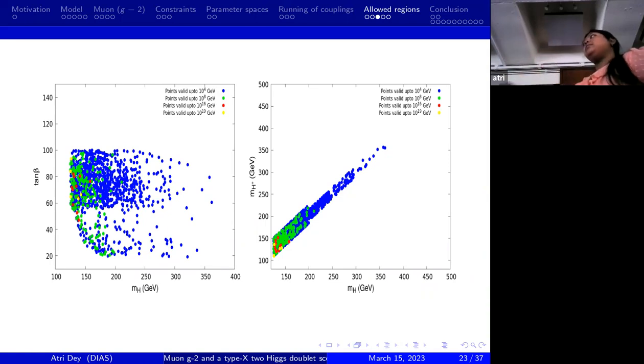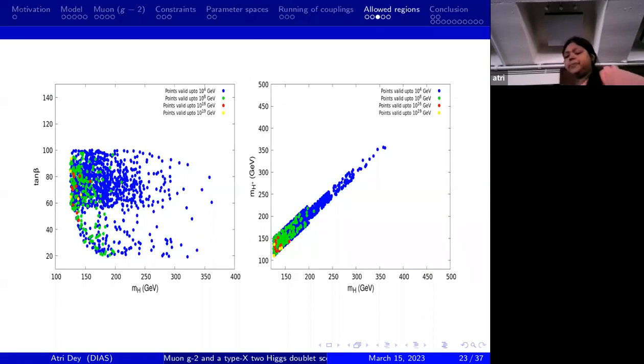So if we demand a region of parameter space in the type X two-Higgs-doublet scenario which can explain the muon anomalous magnetic moment as well as all the experimental and theoretical constraints, and is also valid up to the Planck scale, then we should have an M_H very close to 125 GeV. Our two CP-even states have to be nearly degenerate and our tan beta has to be very large. Also our charged Higgs mass and CP-even Higgs masses have to be nearly degenerate. All our CP-even states, not the pseudoscalar, have to be nearly degenerate. Our pseudoscalar has to be low mass, and tan beta has to be very large, at least 60 or so, to get this kind of scenario.